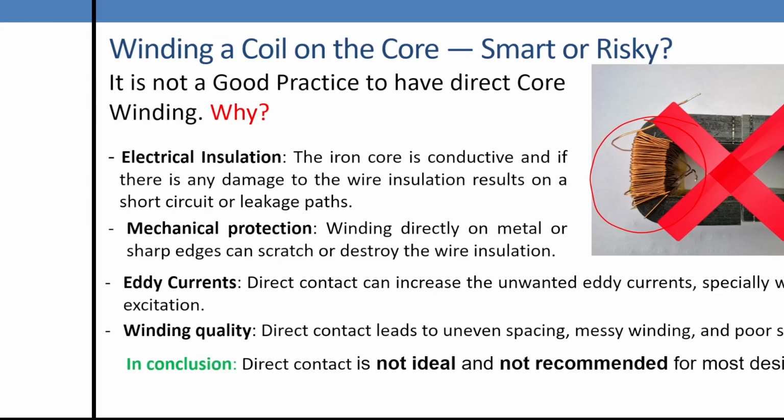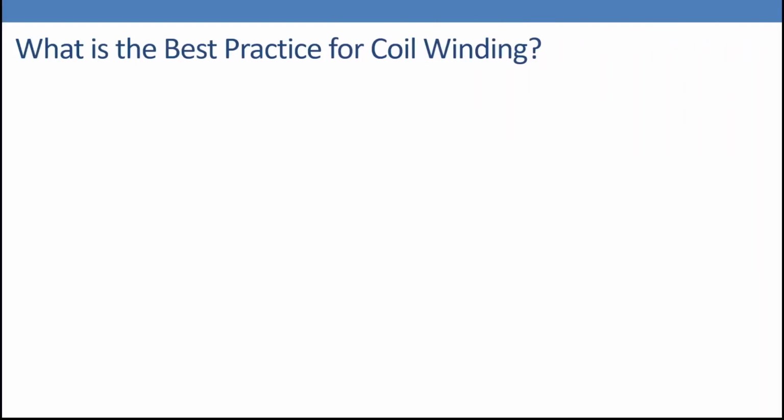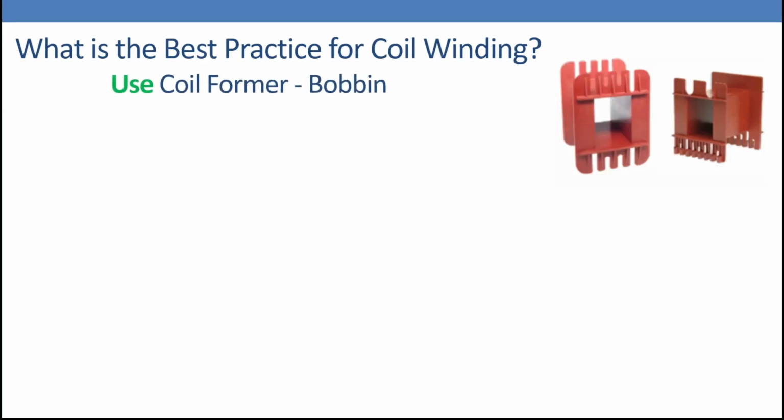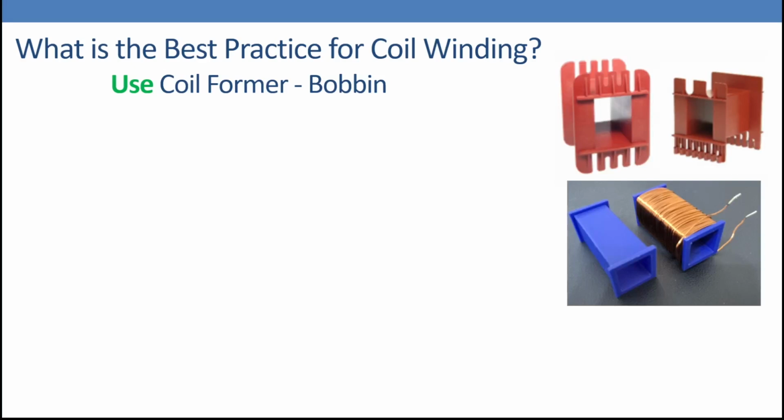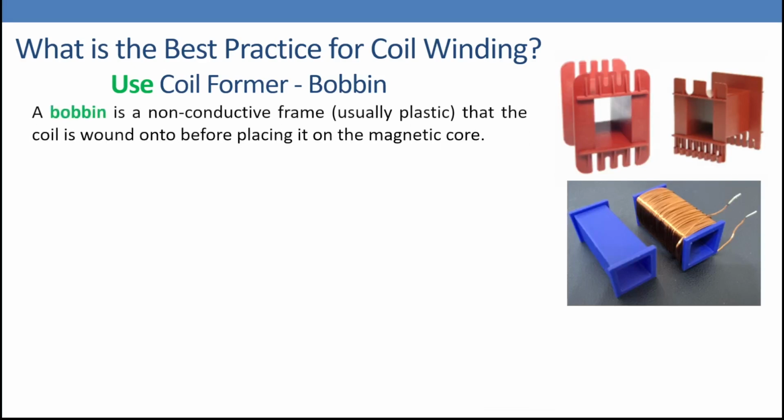What should we do? What is the best practice for coil winding? We are going to use a coil former, or we call it a bobbin. What does a coil former look like? Something like that one or that one. A bobbin or a coil former is a non-conductive frame, usually plastic, that the coil is wound onto before placing it on the magnetic core.